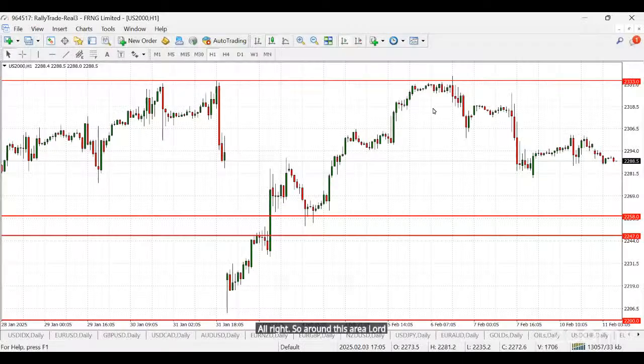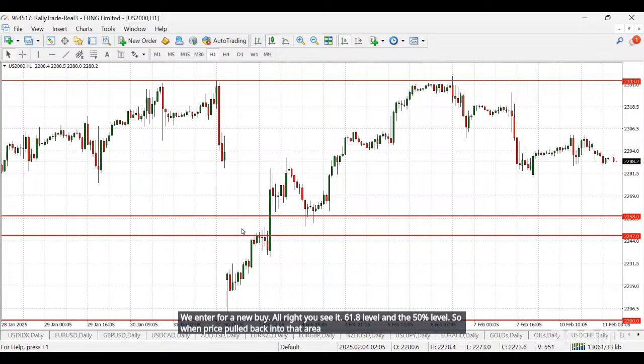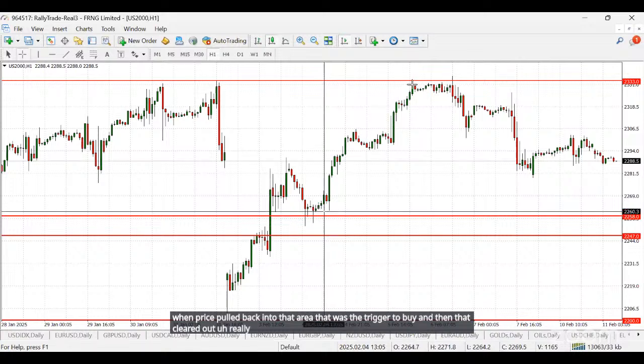All right. So around this area was when we entered for a new buy. We saw the 61.8 level and the 50% level. So when price pulled back into that area, that was the trigger to buy. And then that played out really well.